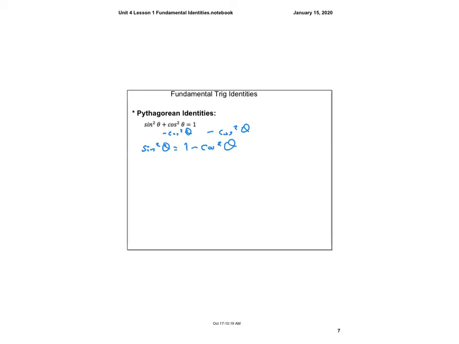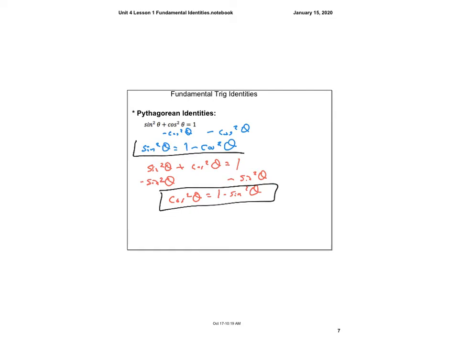So I'm going to rewrite this again. Sine squared theta plus cosine squared theta equals 1. I can also solve this for cosine squared, so I can get rid of sine squared. So I end up here with cosine squared theta equals 1 minus sine squared theta.